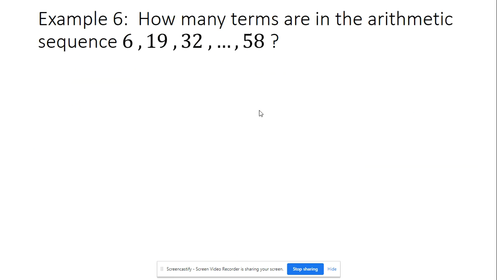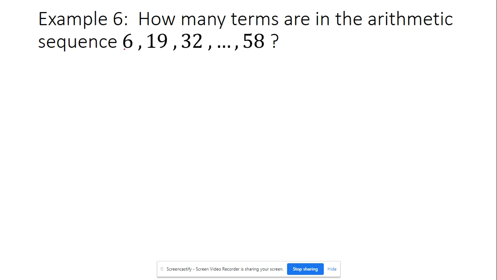All right, example 6. How many terms are in the arithmetic sequence 6, 19, 32, ..., 58? Now this question is really not that difficult. How many terms are there? The sequence stops at the number 58, so I want to know whether this is the 10th term, the 11th term, the 12th term, or what term number this is.